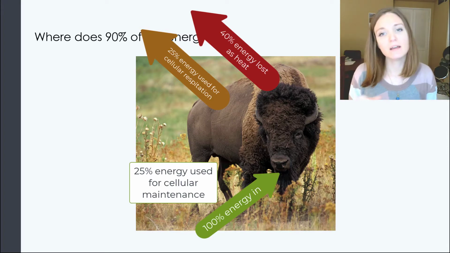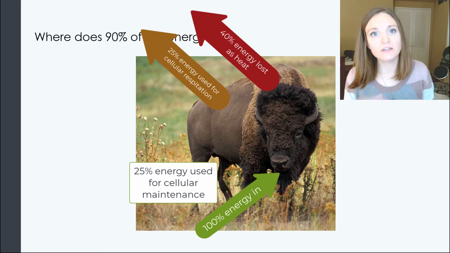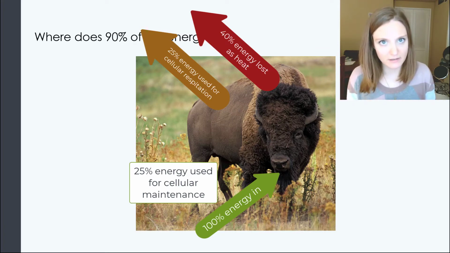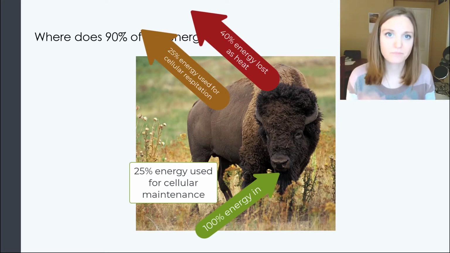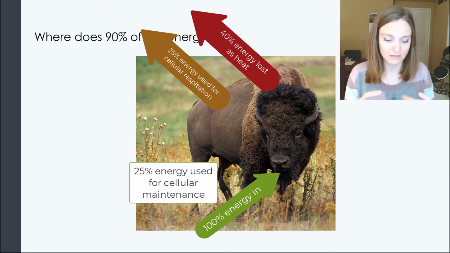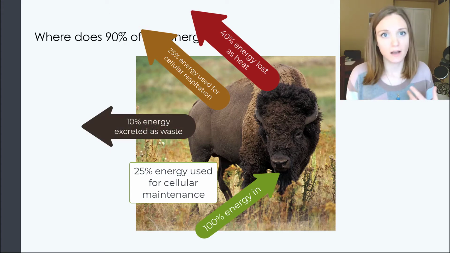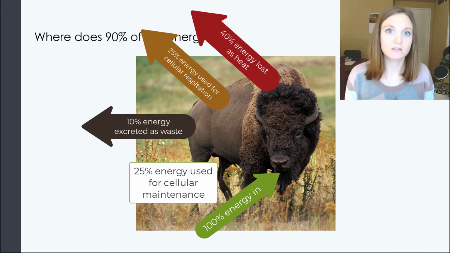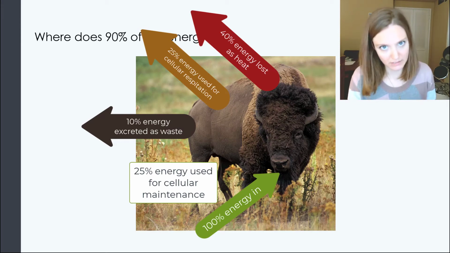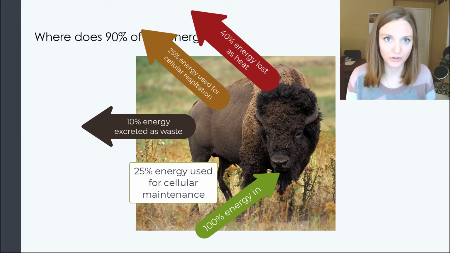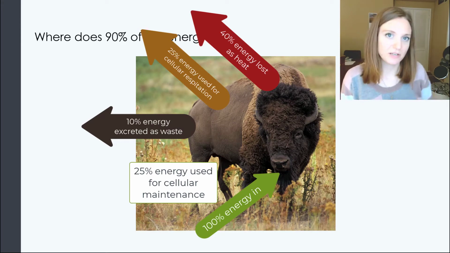And then it can't use all of the food that it eats for energy. So some energy is not usable by this organism. It's going to be basically excreted as waste, right? Those molecules that have energy in them, but that this organism can't break down or use as an energy source, are going to be excreted as waste.